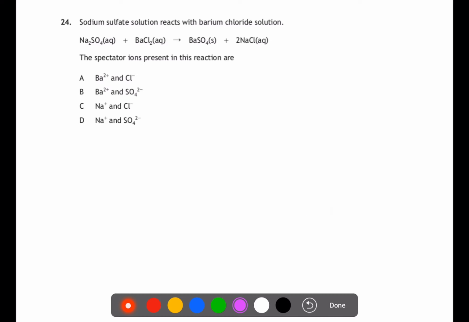Question 24. Sodium sulfate reacts with barium chloride solution. What are the spectator ions? So within this reaction we have a precipitation reaction. We're taking 2 aqueous compounds and producing a solid. The spectator ions in this reaction are those which do not produce the solid. So they will be those which are found in sodium chloride.